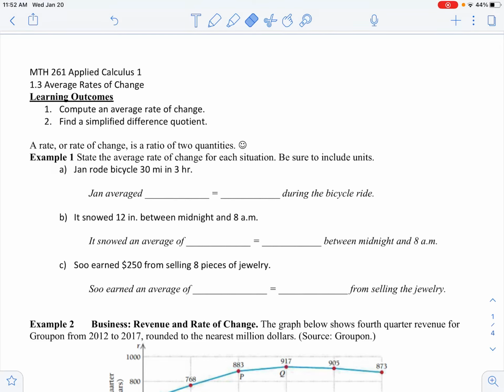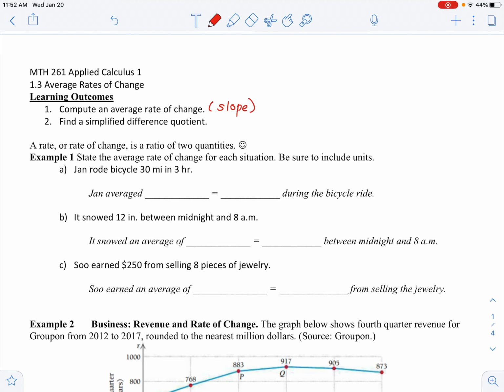In this video, we will go over example 1 and 2 on section 1.3, average rates of change. This is for my Math 261 Applied Calculus 1 group. The learning outcomes for this lesson are to compute an average rate of change, which is the slope of a linear function, and find a simplified difference quotient.